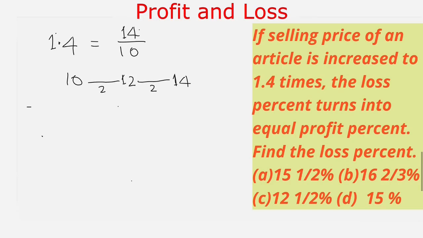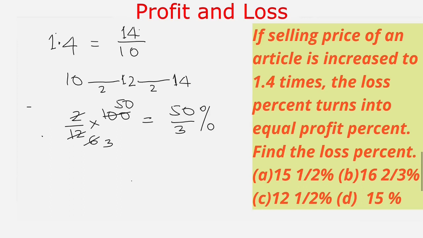The loss of 2 on 12 is 2 over 12, and for percent we multiply it by 100. 2 cancels 12 for 6 times and 2 cancels 6 for 3 times and 100 for 50 times. So this is 50 over 3%, which is nothing else but 16 whole and 2 upon 3%. And from the given options, answer is option B. This way we can solve it by the shortcut method.